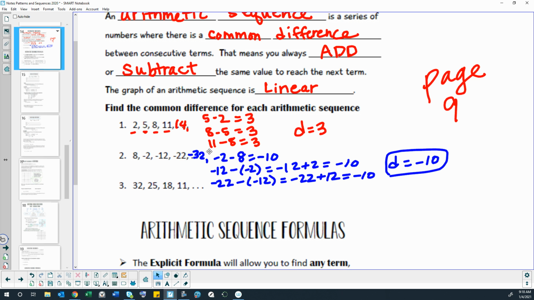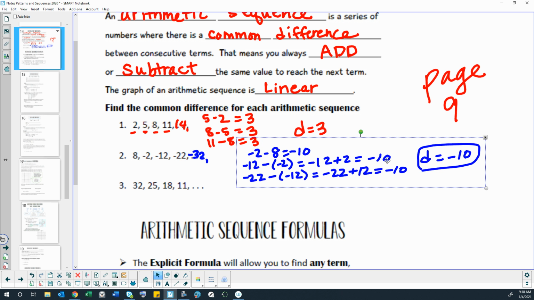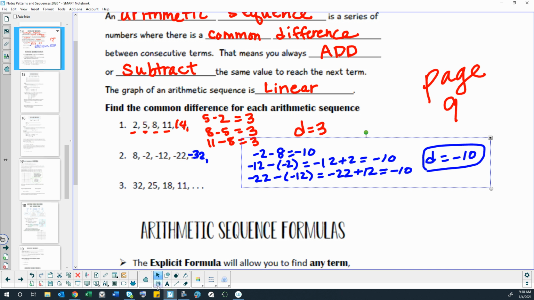I'm going to move. Oh, that's not what I meant to do. They're not cooperating with me. Move this whole thing over. Perfect. Okay. So do you want to try the next one by yourselves?